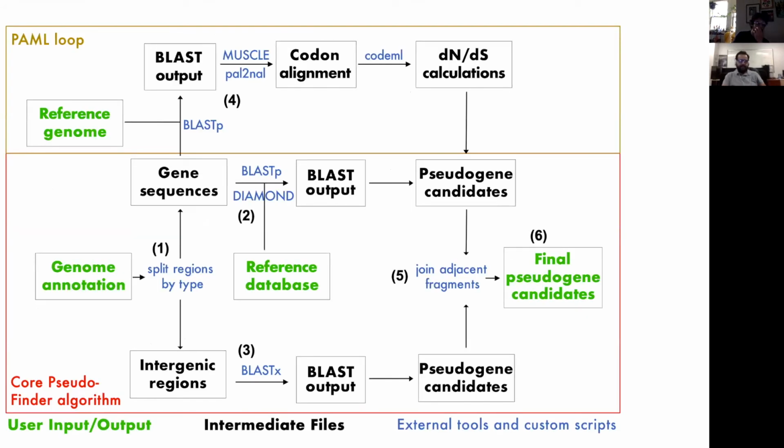Okay, so this is a schematic showing the workflow, the pipeline of PseudoFinder. Essentially, you provide it with a genome annotation file, a GenBank formatted file. And what it does is split the regions by type: gene sequences and intergenic regions.